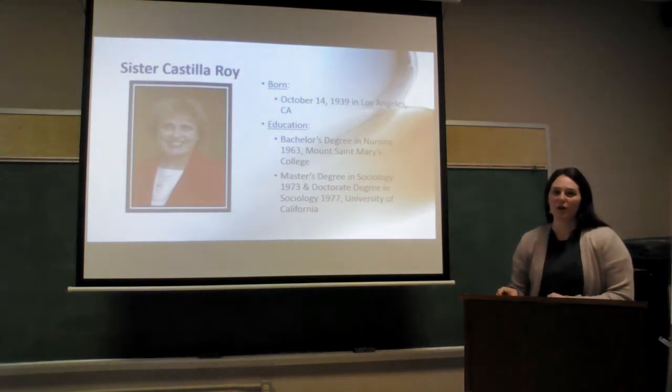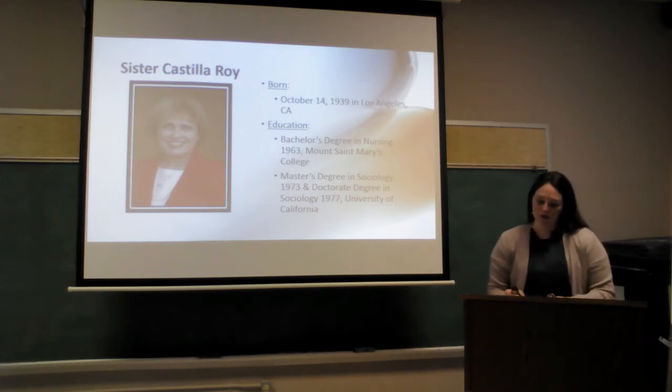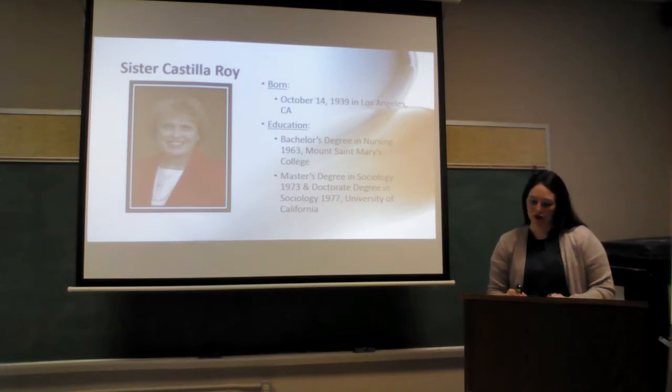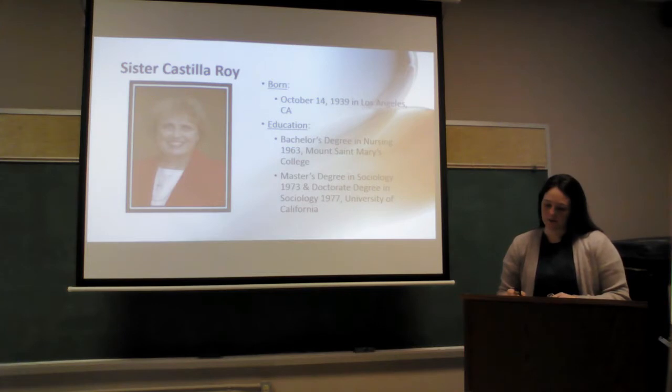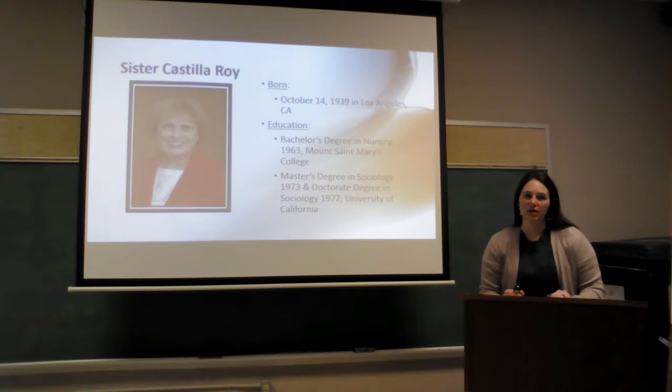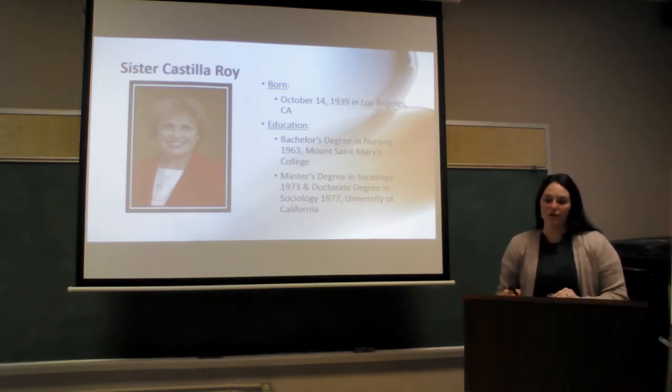First, let's talk about who Callista Roy is. She was born on October 14th, 1939 in Los Angeles, California. She completed her bachelor's degree in nursing in 1963 at Mount St. Mary's College. She later completed her master's degree in sociology in 1973 and her doctorate in sociology in 1977 at the University of California. Roy became interested in adaptation after observing how children adapted to medical care and changes while working as a pediatric nurse.